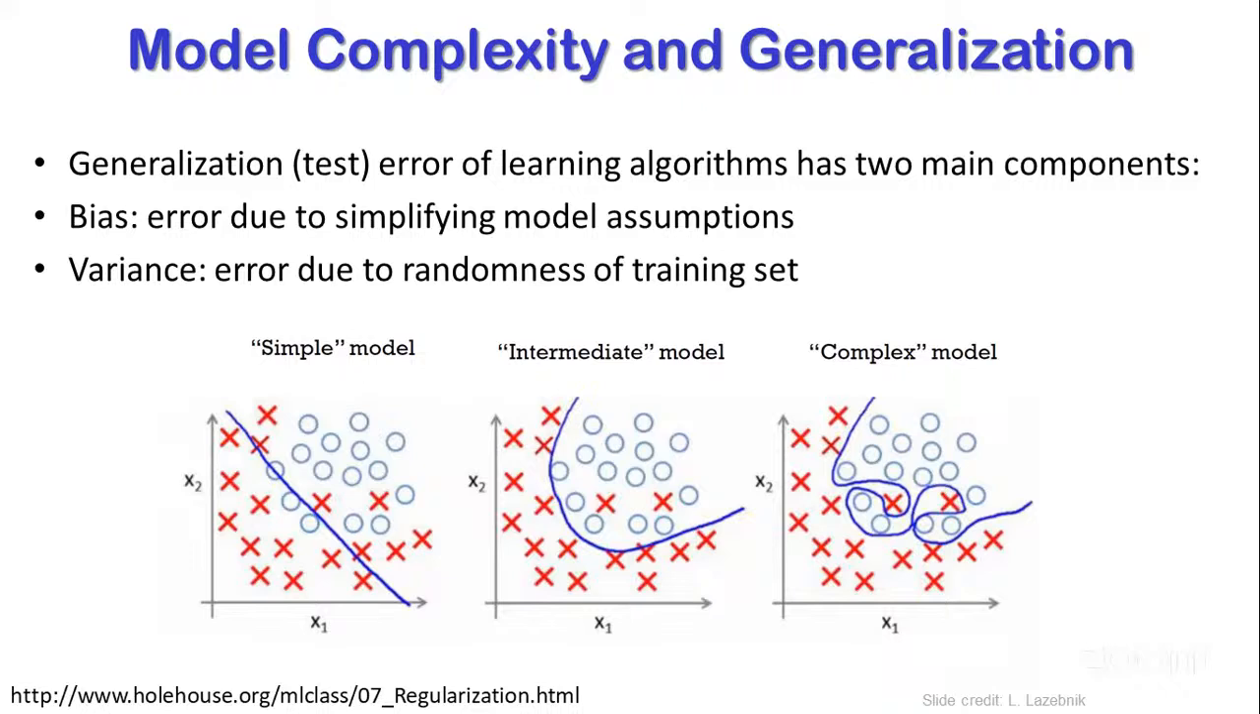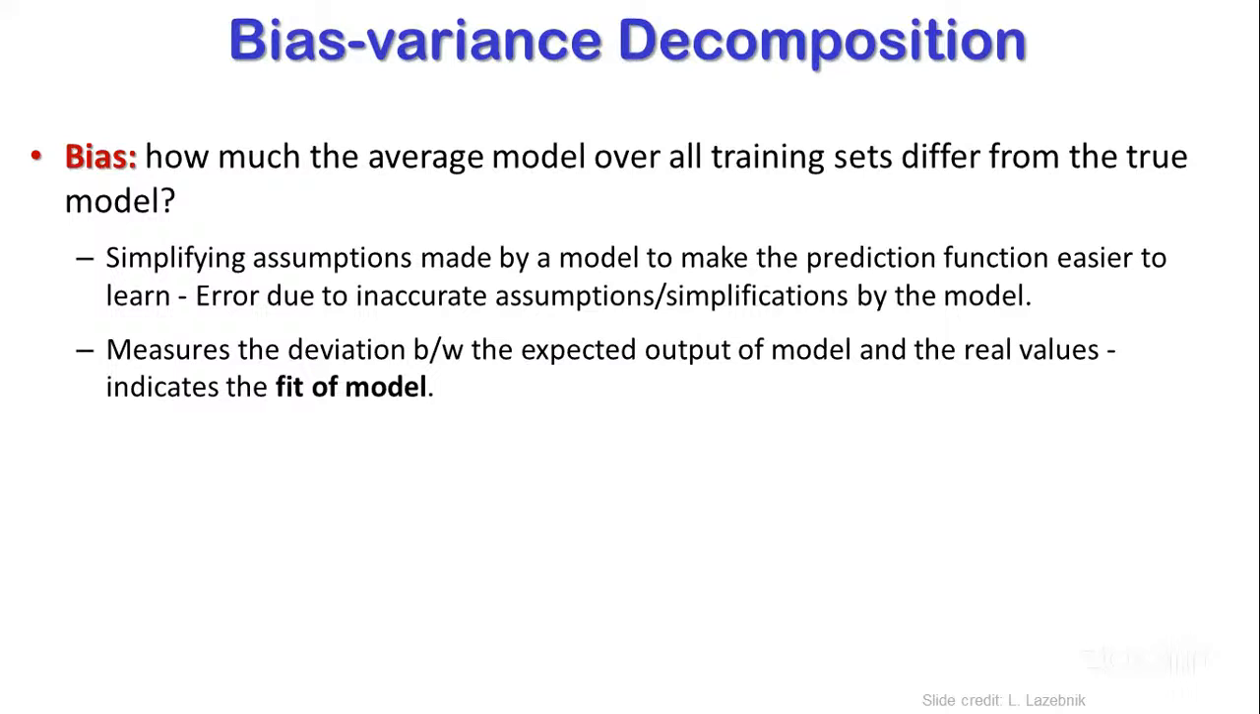Variance is actually error due to randomness of the training set. So let us say you are training your model with one set of data, and then training it with some other set of data, and testing how the performance differs. Here you can see that bias is how much the average model over all training sets is going to differ from the true model. So once you have trained it over all training sets and taken the average, basically how it is working on the test data.